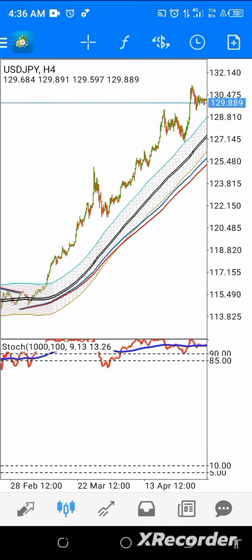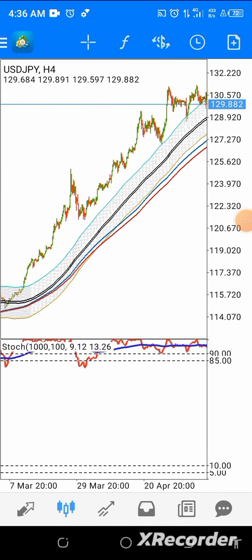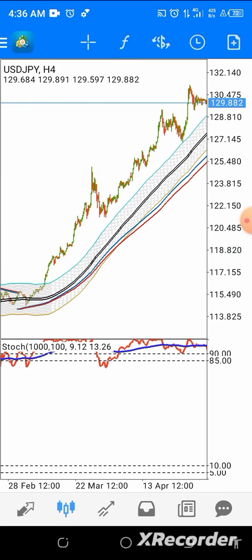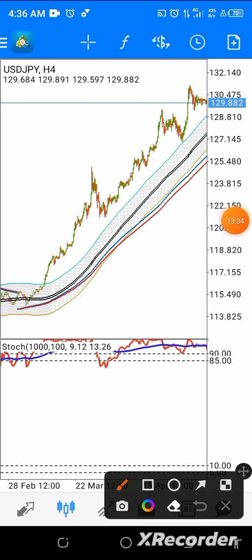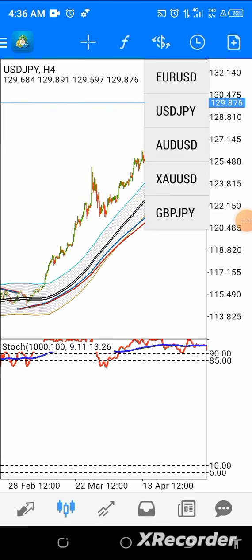Overall market is up because all price action did not touch the envelope. Look at it. It was a very strong uptrend. If you can see, a very, very strong uptrend. Look at it. So that is that. Let me show you another asset.